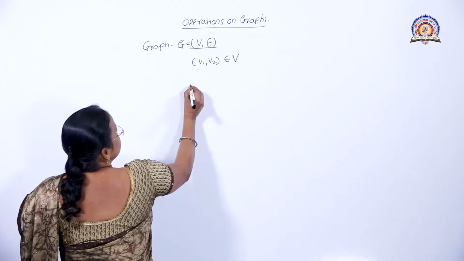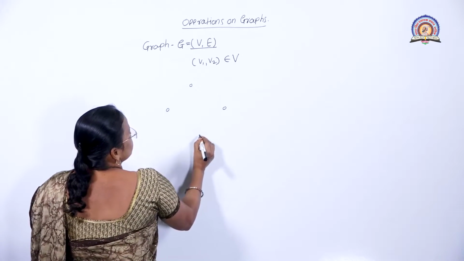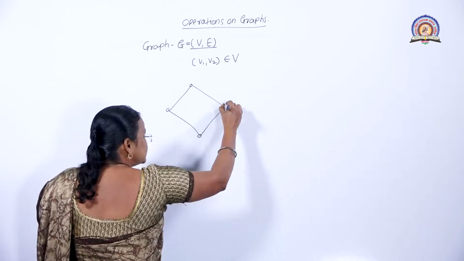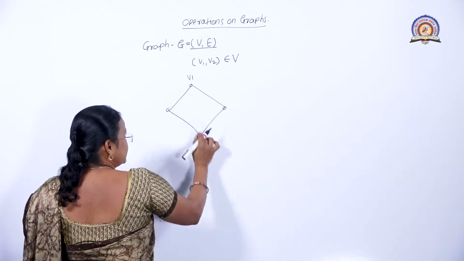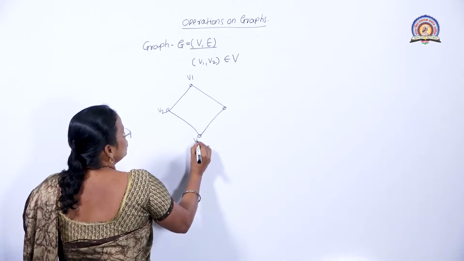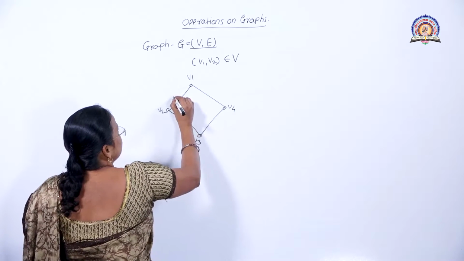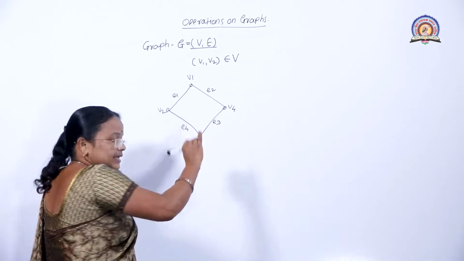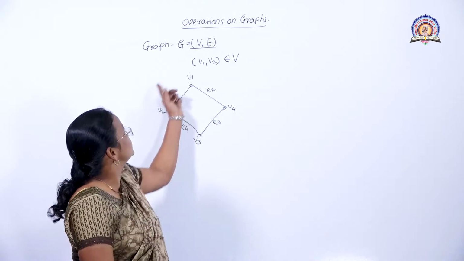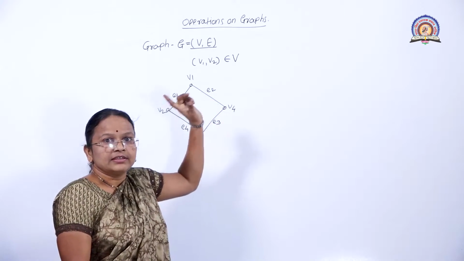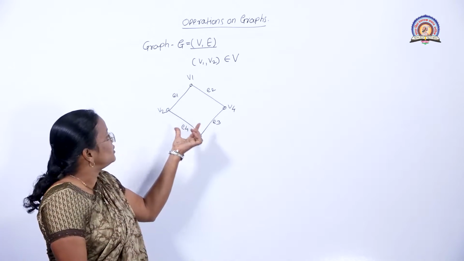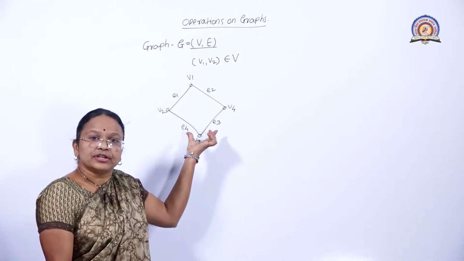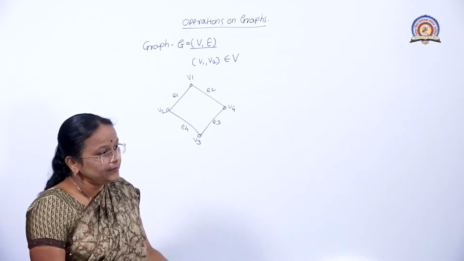For example, suppose this is our graph. We are given some vertices V1, V2, V3, V4, and the corresponding edges E1, E2, E3, E4. So this is the structure of a graph. Now we have to define different operations on graphs. We first consider the different operations on two graphs only.